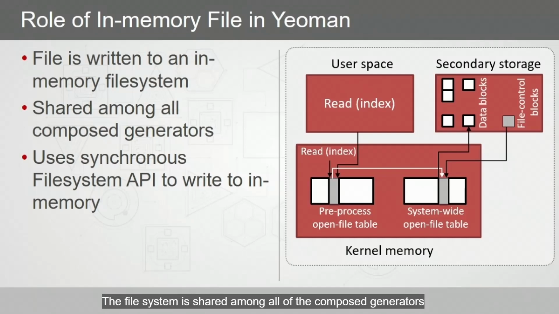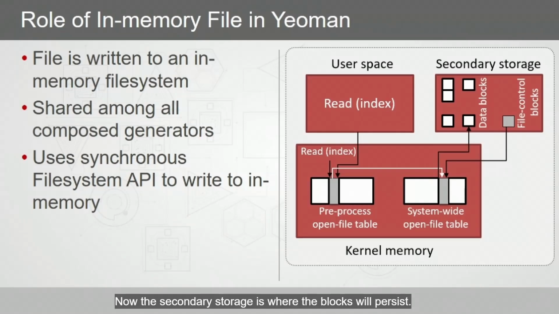The file system is shared among all the composed generators that are a part of the current Yeoman application. And the in-memory file system internally uses a synchronous file system API to write the data to in-memory. Now the in-memory file system is typically used to share the context, which helps resolve write conflicts. And any in-memory file system will contain three important components as illustrated in the sample figure. The first one is user space, followed by kernel memory, and secondary storage.